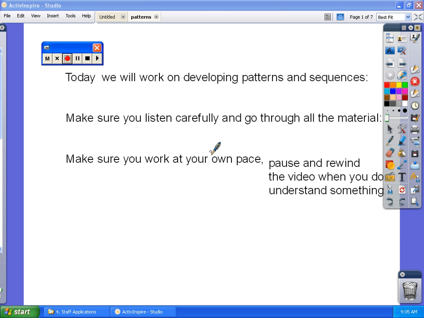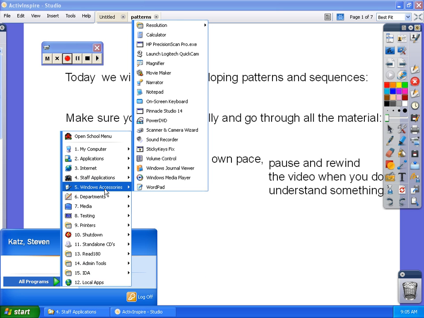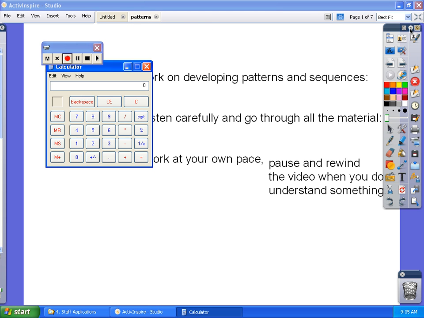First thing I want you to do is take out your calculator. When you go to your calculator, you can go to All Programs, and it's under Windows Accessories, and make sure your calculator's out.